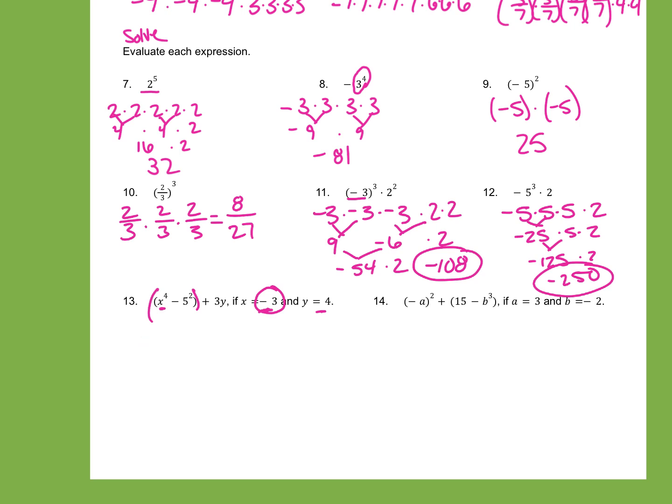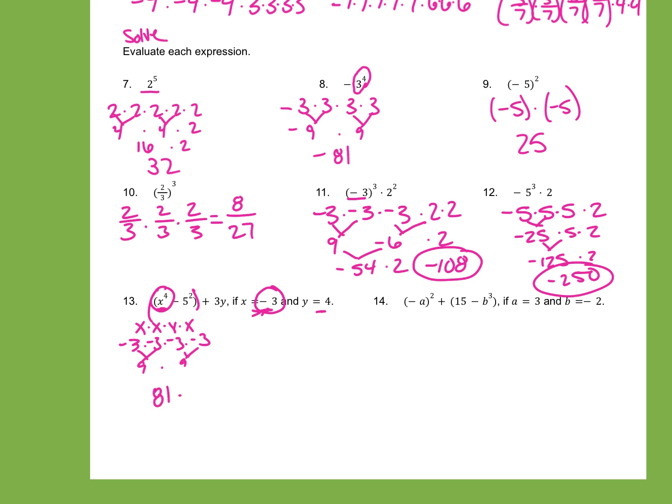Another way to think of that is if we write this out, x to the 4th means x times x times x times x. Then I can replace each of those x's with that negative 3. So negative 3, negative 3, negative 3, and another negative 3. So I'm going to multiply that out. That's 9, 9, so I get 81. So this x to the 4 part is 81.